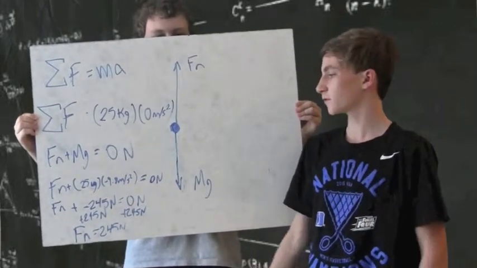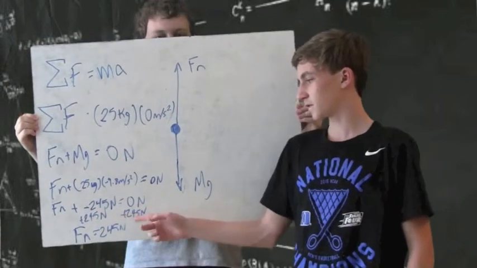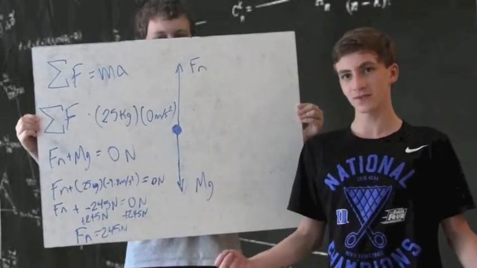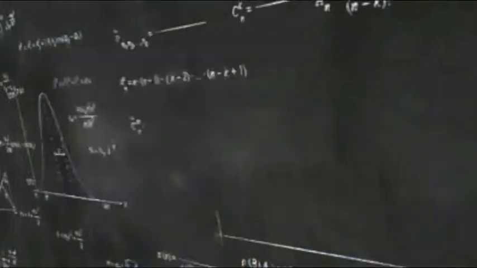So it's simple to solve for. All you have to do is add 245 newtons to the other side. That way we know normal force is equal to 245 newtons.